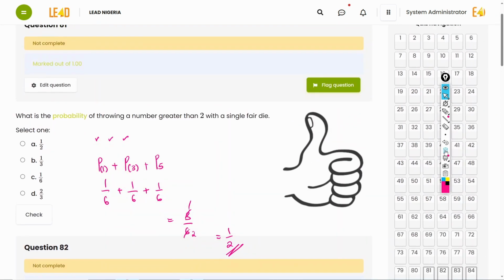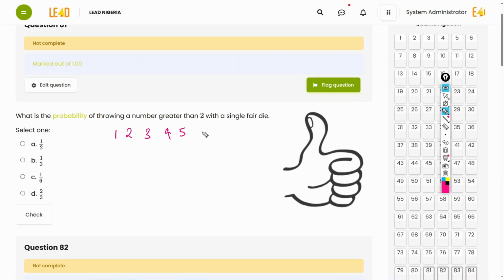Okay, this says, what's the probability of throwing a number greater than 2 with a single fair die? So look at the numbers that work: we have the options of throwing 1, 2, 3, 4, 5, 6, right? So these are the faces of a fair die.